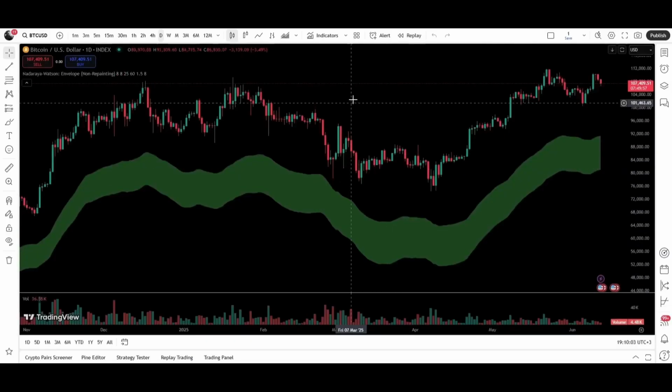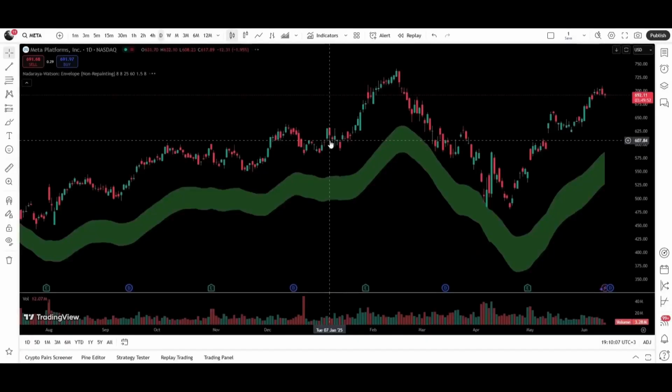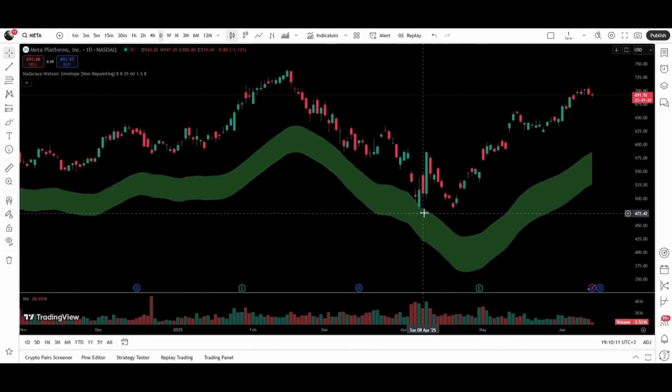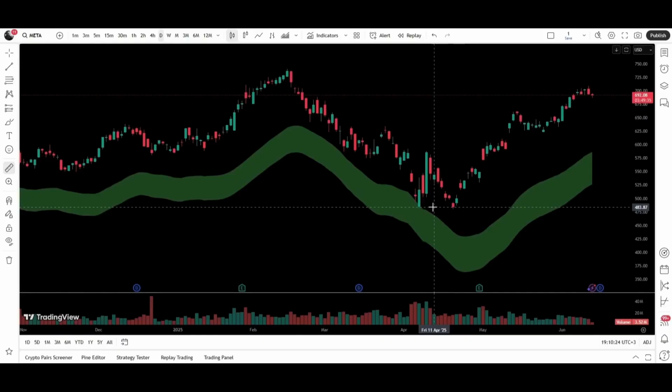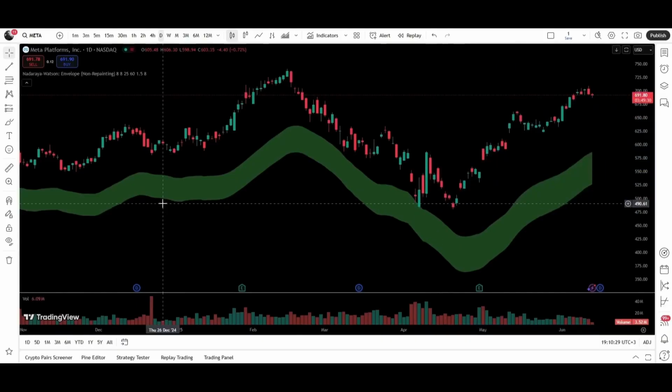Now let's take a look at some stock, for example, Meta Platforms. We select this stock and look at what happens. Today, there was an excellent signal to buy Meta shares at a price of $488. Right at the market open, you could have bought these shares, and as of today, you could have a profit of about 43% on this position. That's a very good result.